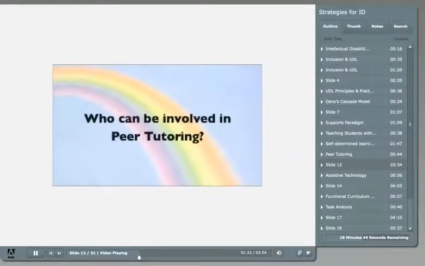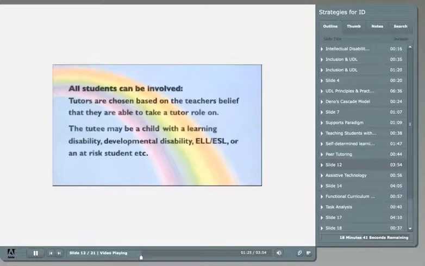Who can be involved in peer tutoring? All students can be involved. Tutors are chosen based on the teacher's belief that they are able to take a tutor role on. The tutee may be a child with a learning disability, developmental disability, ELL, ESL, or an at-risk student.